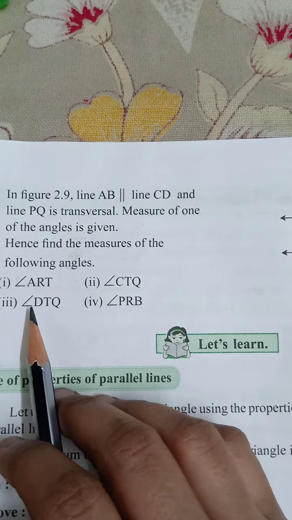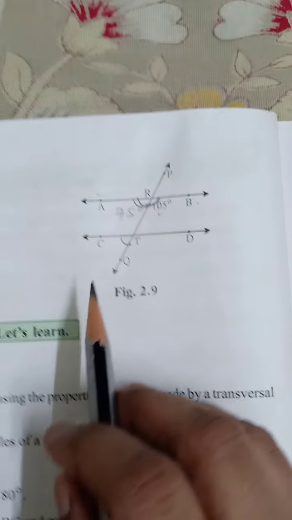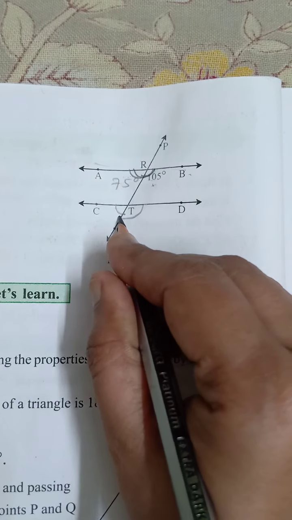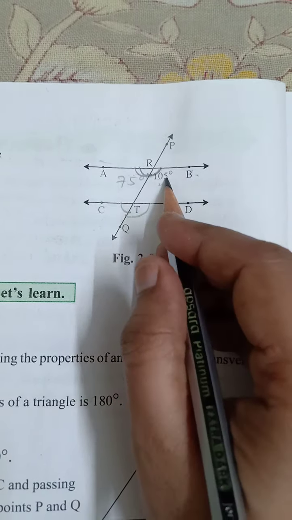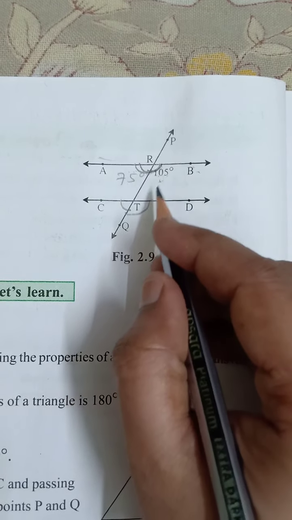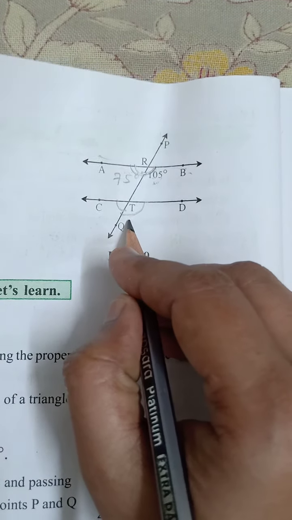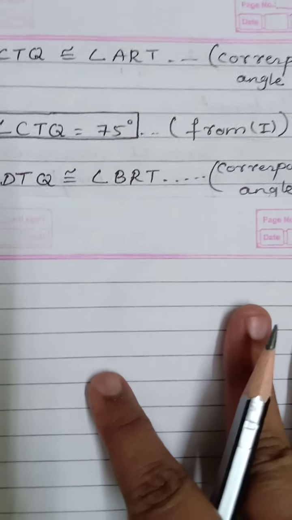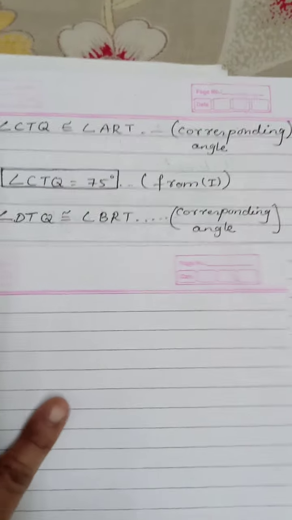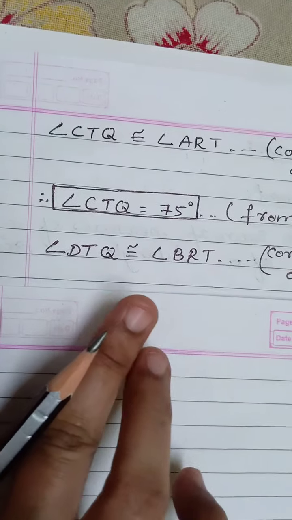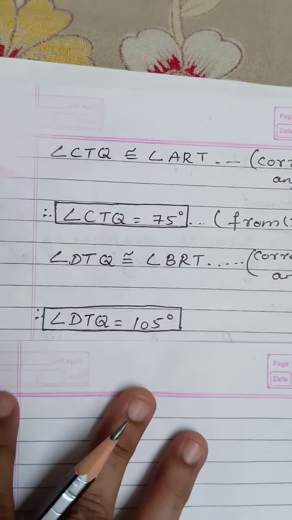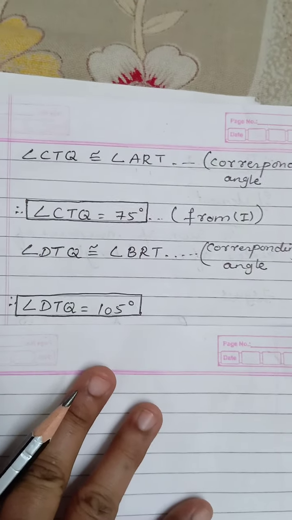Now we have to find angle DTQ. We will see in the figure where DTQ is. This angle and angle BRT are again corresponding angles. So if this is 105, we can say this value is also 105. So we will take angle DTQ and angle BRT are making corresponding angles. BRT is already given as 105. So DTQ will also be 105. So angle DTQ is equal to 105 degrees.